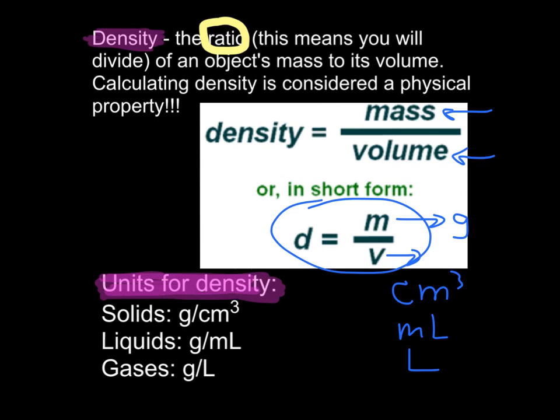Now you might say, Mrs. Smith, why do we have to use liters for gases instead of milliliters? The reason for that is gases have very little mass in terms of their volume. And so we need to have our volume for gases represented as liters in order to get a high enough measurable mass for a particular gas.